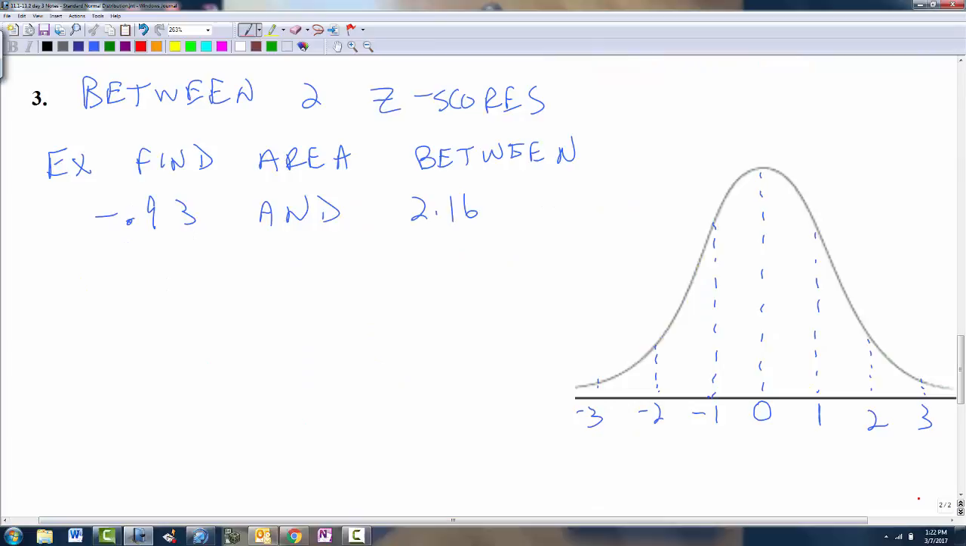Then the next type of question is the area between two z-scores. Ain't no thing. Negative 0.19. So I want the area between this and 2.16, which is approximately right here. What can you mathematically do to find just the area between these two? What do you think? Find both of those things. Find this, and then find the other one, right? But then do what? Subtract. Okay, there's left of 2.16.